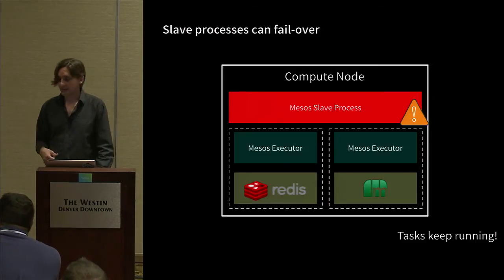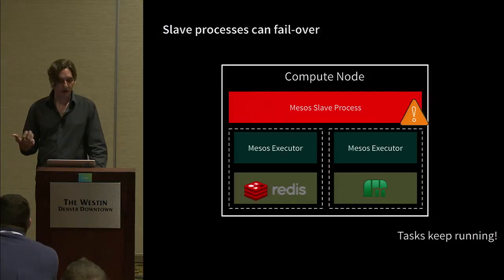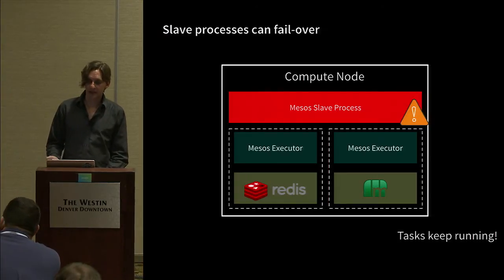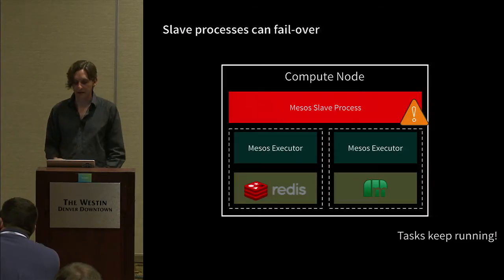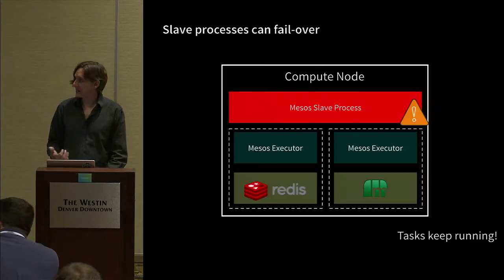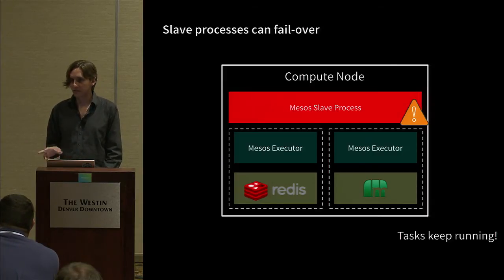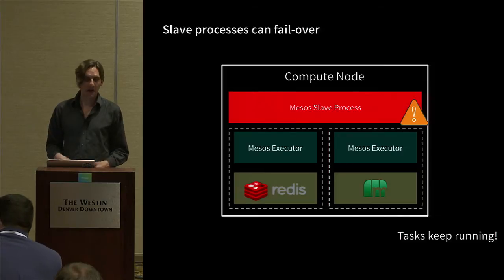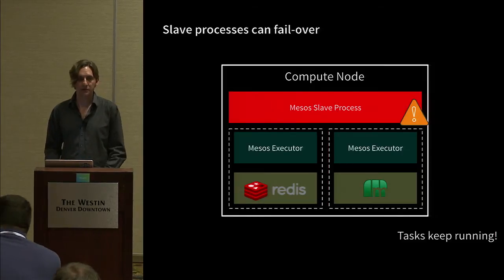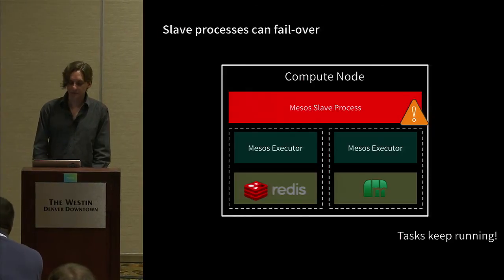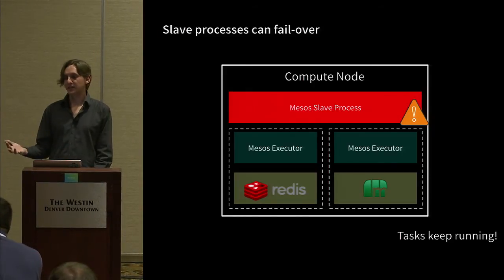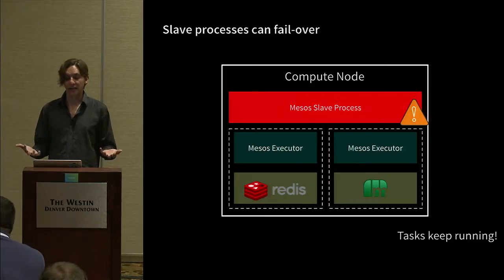And if the slave process has to be restarted, for example, for an upgrade, we'd still want the tasks to continue running, especially for stateful services like Redis and Memcache. And Mesos executors will do just that. When the slave process restarts, it loads its checkpointed state to learn what PIDs to reconnect to for each task. Then it updates the task statuses and re-registers with the master. Tasks continue running uninterrupted.